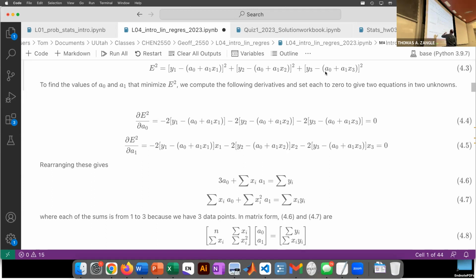If we take these expressions and rearrange them, we can condense them down into a system of equations for A0 and A1. We can rearrange them to give this expression here: 3A0 plus the sum of xi times A1 is equal to the sum of yi. And the sum of xi times our A0 value plus the sum of xi squared times A1 is the sum of xi times yi.